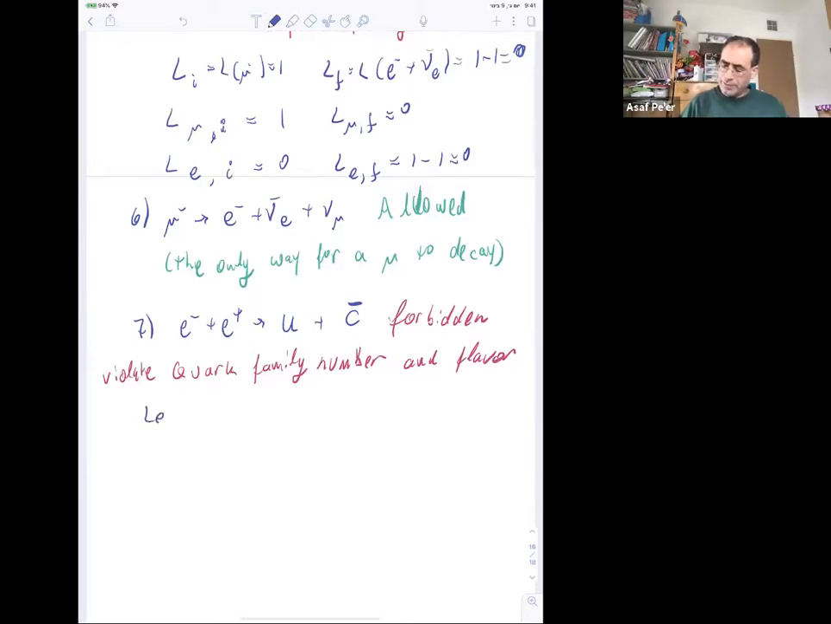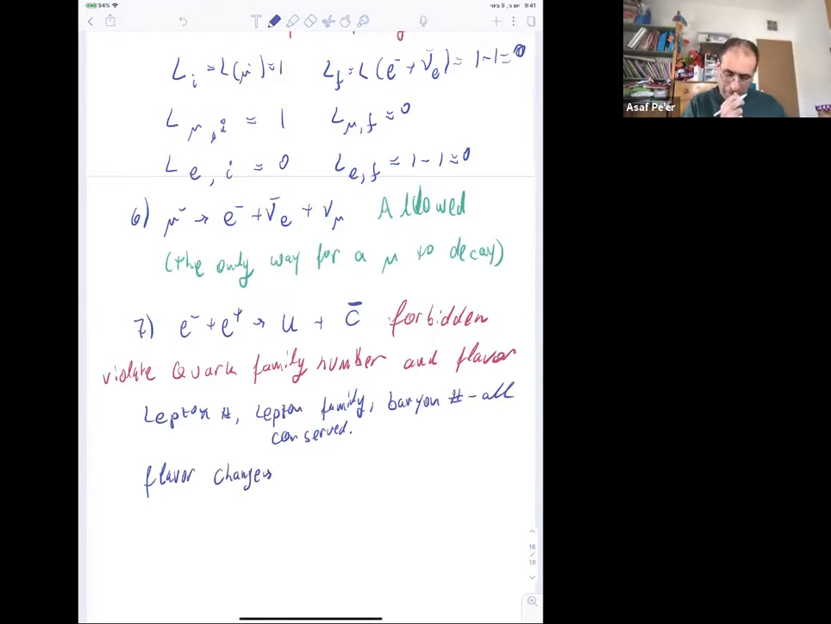So we have here the lepton number and the family number and the baryon number are all conserved. But since we have a change in flavor, then the only way that it can occur is via interaction of exchange of a W plus minus.